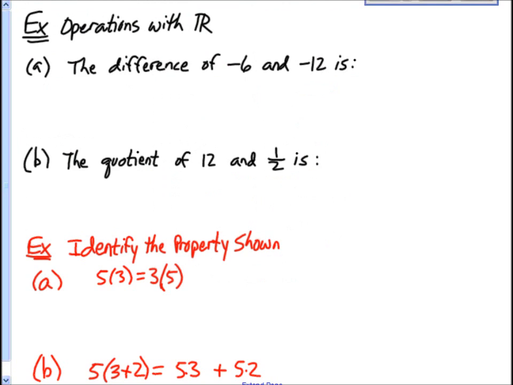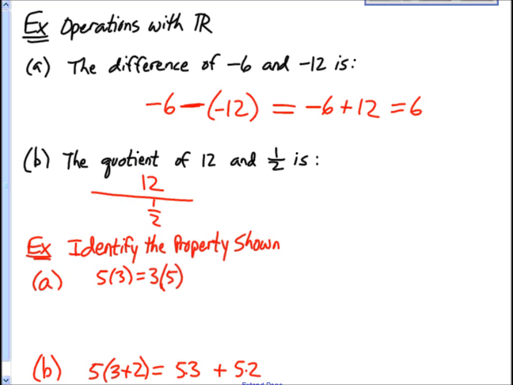All right, let's look at some operations with real numbers. So if you remember, difference means subtract. The difference of negative 6 and negative 12 is, of course, the same as negative 6 plus 12. Negative times a negative is positive there, right? Minus a negative number, if you will. Of course, you get 6 there. The quotient, if you recall, means division. So the quotient of 12 and 1/2, right? So 12 divided by a half. Keep change flip, if you recall that. So you got 24. 12 over 1 times 2 over 1 is 24 over 1.